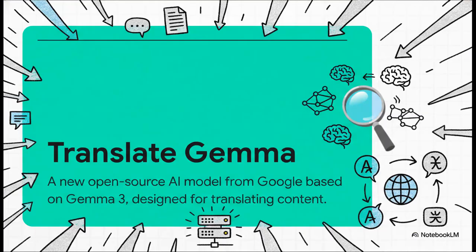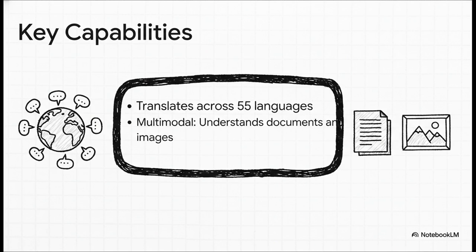So, what exactly is this thing? Translate Gemma is a brand new specialized AI model. It's built on Google's latest Gemma 3 architecture, and its whole reason for existing is to give you super high quality, high speed translations. And you know, the best part? You can run the whole thing yourself. And its versatility is just really impressive. We're not just talking about simple text here. This thing is multimodal. That means it can understand and translate content inside entire documents, and it can even pull text out of images. Oh, and it does all of this across 55 different languages.